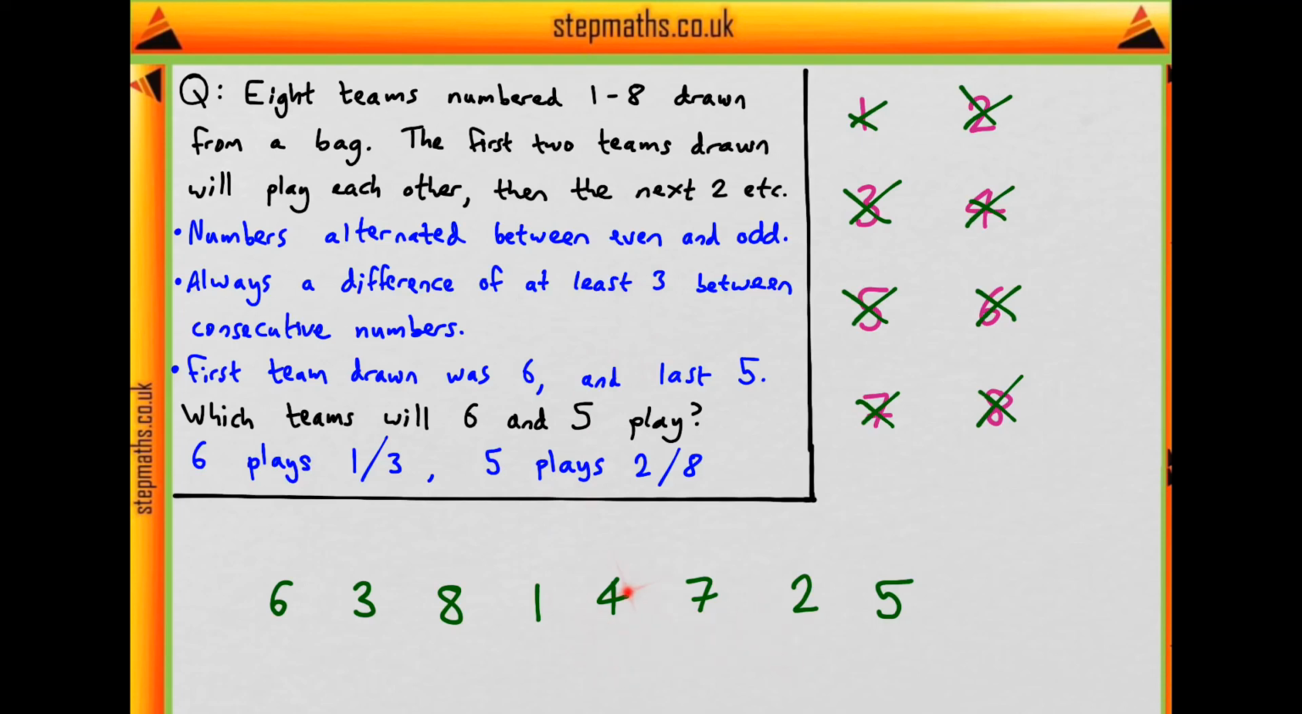And we saw that 5 had to play either 2 or 8. And from here we can see that it's going to play Team 2. So our final answer is that Team 6 is playing Team 3, and Team 5 is playing Team 2. So this corresponds to C on the question paper.